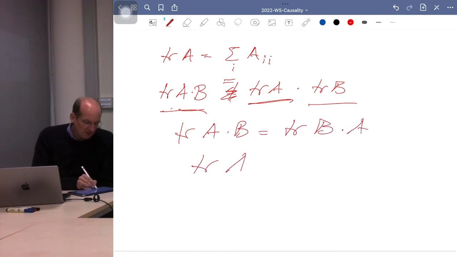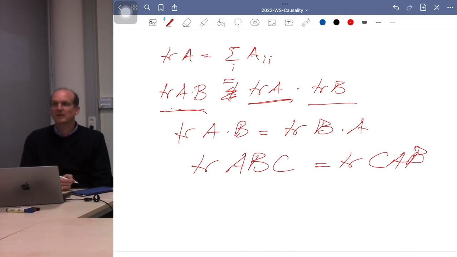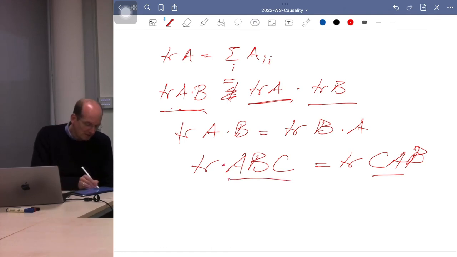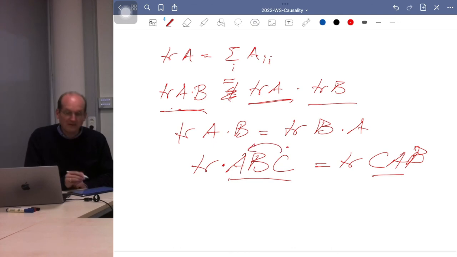So in particular, if you have the trace ABC, you can rotate the matrices around. You might ask, okay, but what about the sizes? The number of columns of C must match the number of rows of A. Otherwise, this is not defined. However, trace is for square matrices, so the outer dimension, the number of rows, must be equal to the number of columns. So it's fine, and you can rotate around these things without any problems.